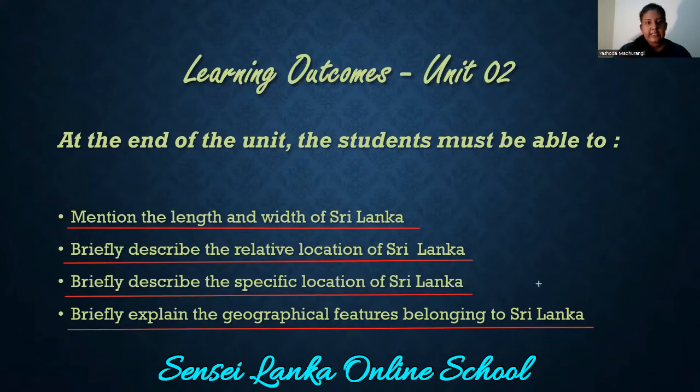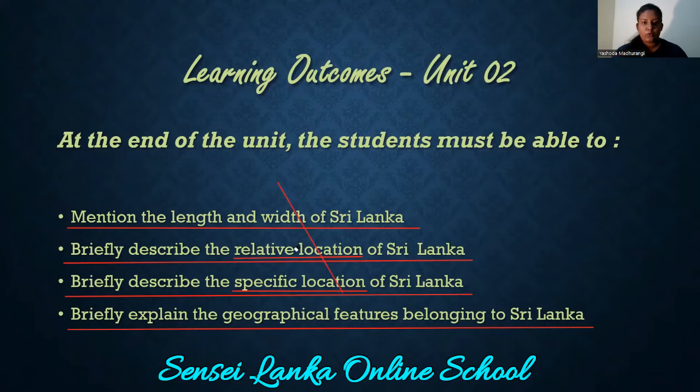So, Pute, in these learning outcomes, you may find difficult words. Look at this relative location. Look at this specific location. Maybe you are excited. We don't know the meaning of them. So, Pute, don't worry. I will teach you them when we are doing unit number 2. I will explain them. So, these are the learning outcomes in unit number 2.